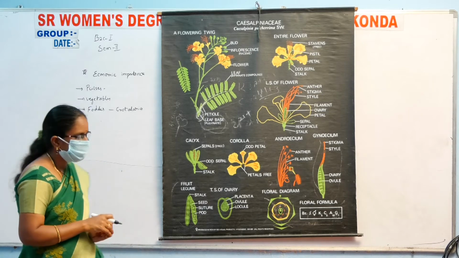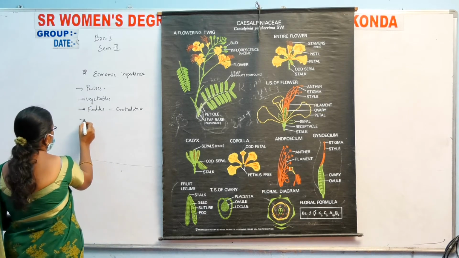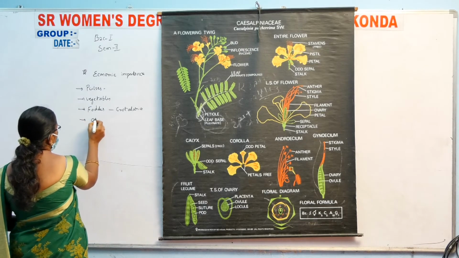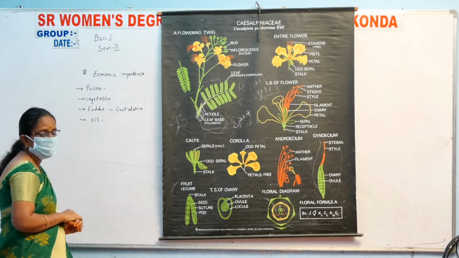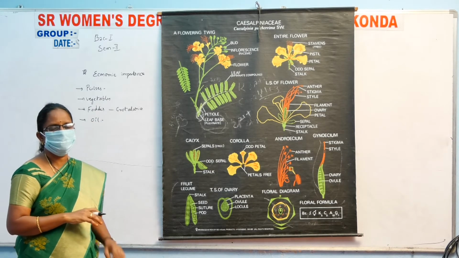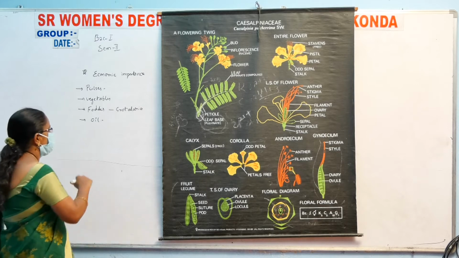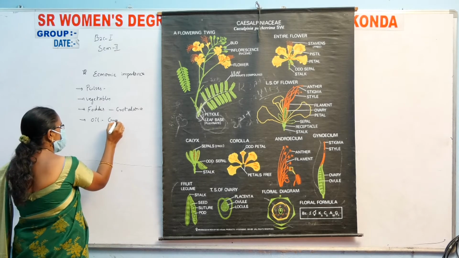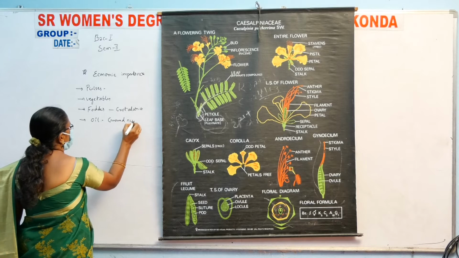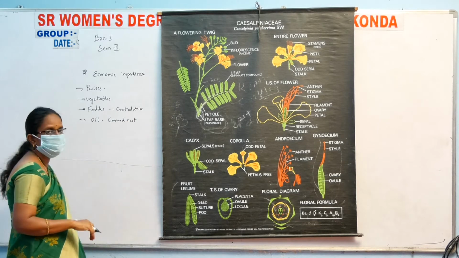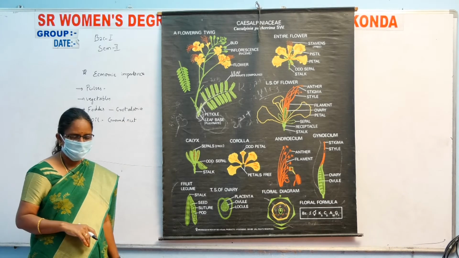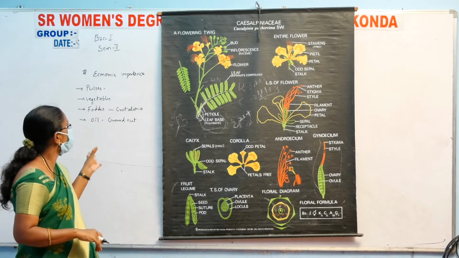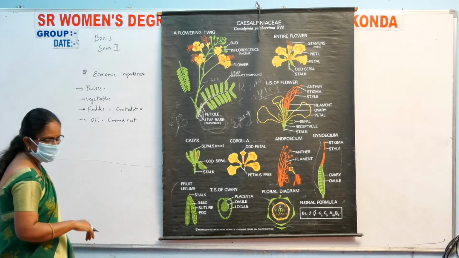And next one, normally the plants are used for the preparation of oils. The best example is groundnut, Arachis hypogaea. The common name is groundnut, Arachis hypogaea. And some plants are used as the fibers.